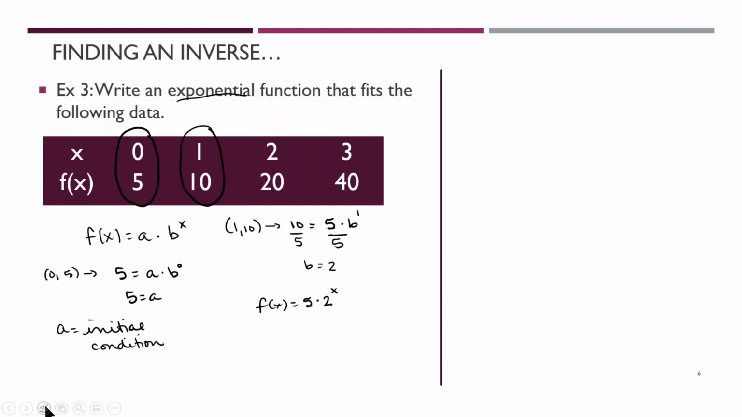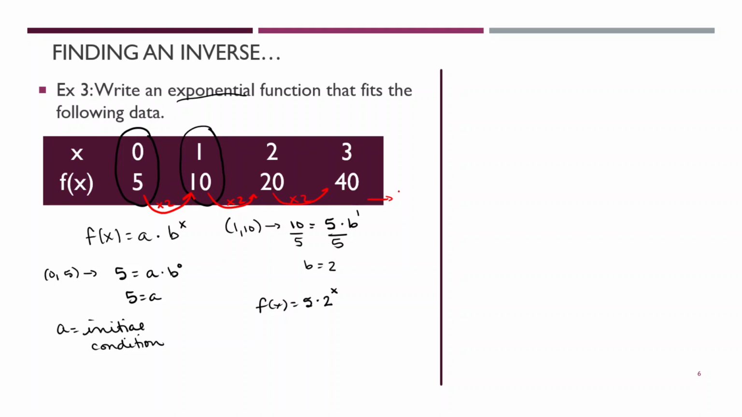Now, one other thing to note is sometimes you don't know the 0 condition, that initial condition. You can still use any 2 points and solve for a and b, set up a system of equations. The other thing to note is I notice when I look at these data points that each of the y values are a multiplier by 2.